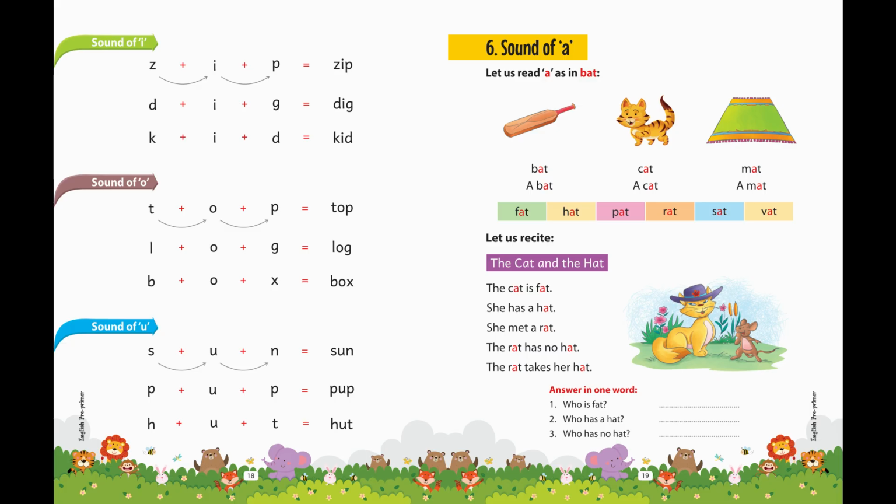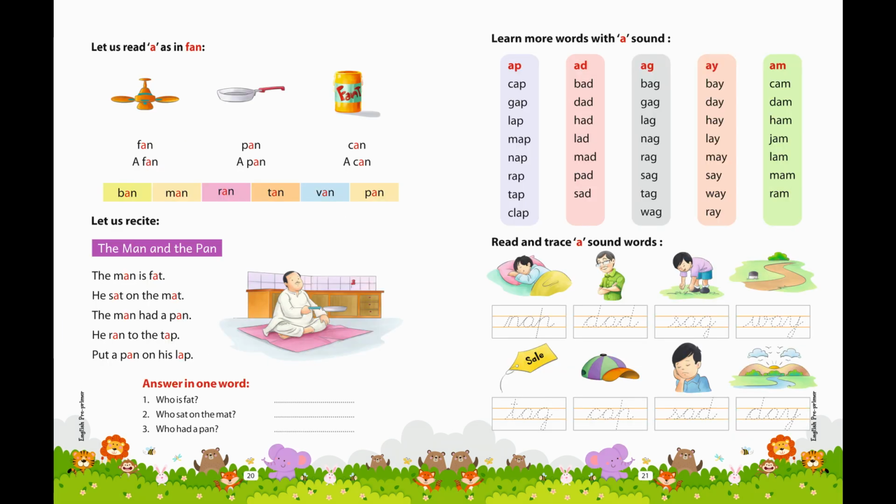Wasn't that funny? The little rat took the cat's hat. Answer in one word. Who is fat? Who has a hat? Who has no hat? Let's read more A sound words like fan, pan, can, man, van, tan.